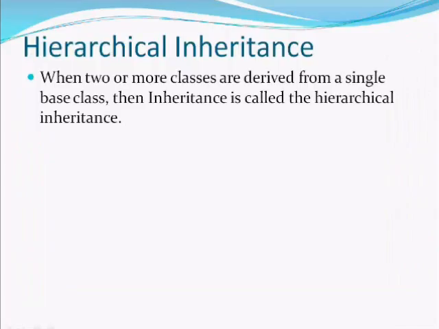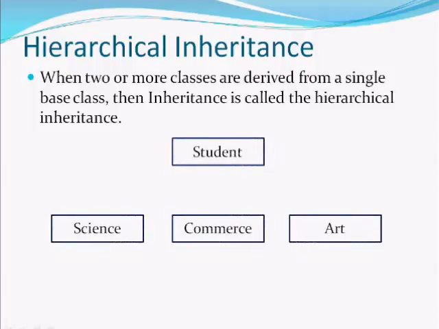Now we will look at what is hierarchical inheritance. When two or more classes are derived from a single base class, the inheritance is called hierarchical inheritance. The representation of the hierarchical inheritance is shown in the following. Student is a base class from which the three classes Arts, Science and Commerce have been derived.